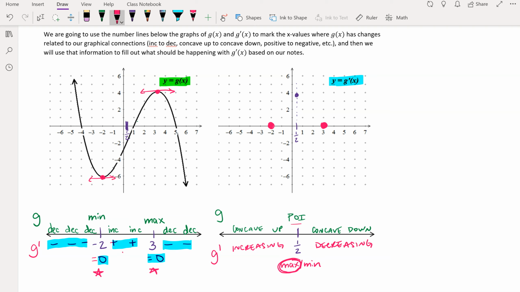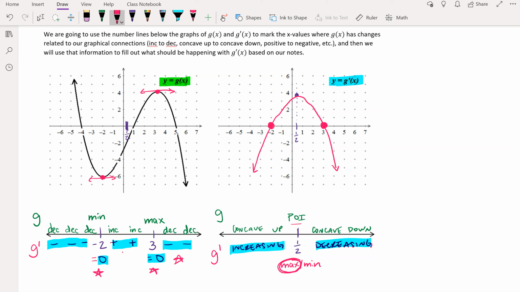It goes negative, increasing, increasing, increasing. It tells us that it's increasing over here, right? Hits the maximum and then starts decreasing. So hit the maximum, start decreasing, and then at 3, we're supposed to go back down to negative. There we go. That is the graph of the derivative.